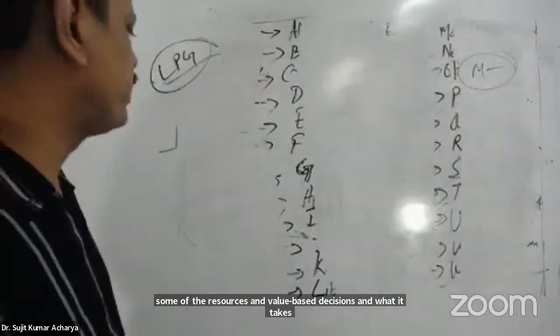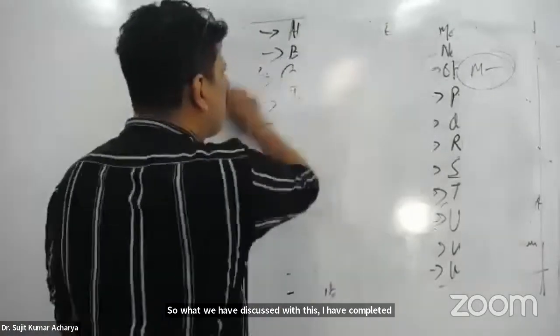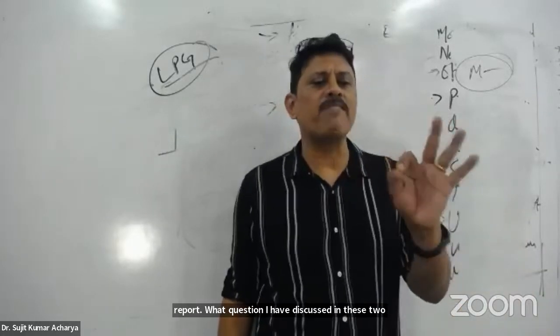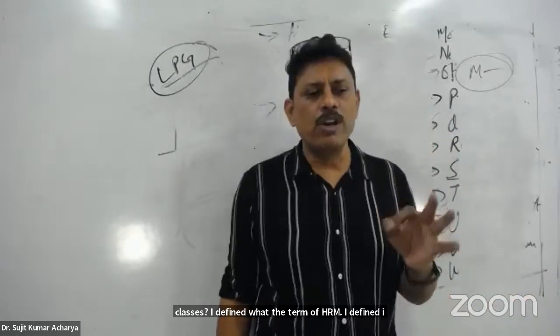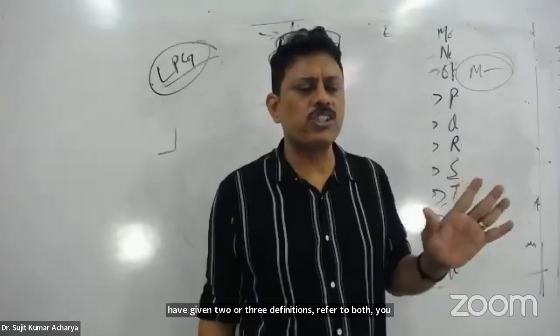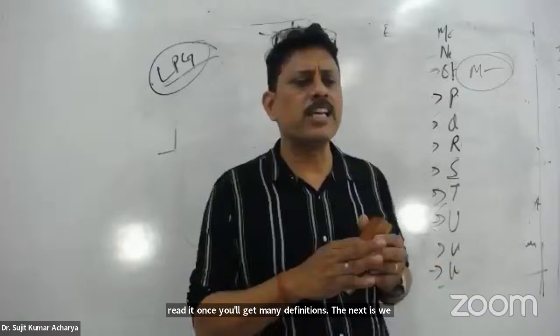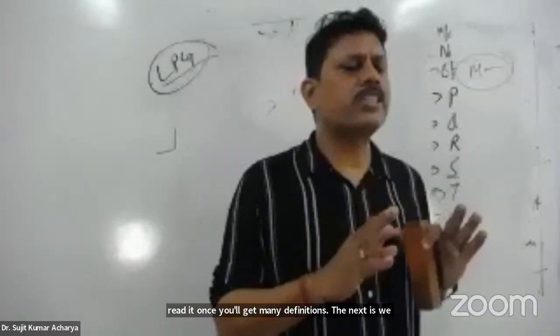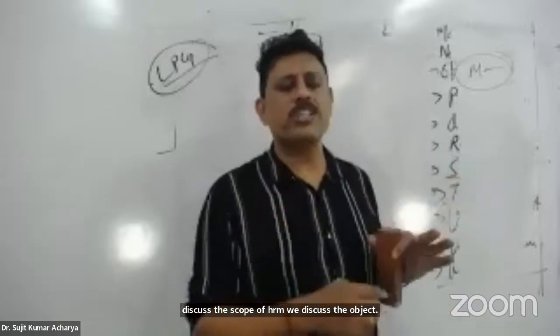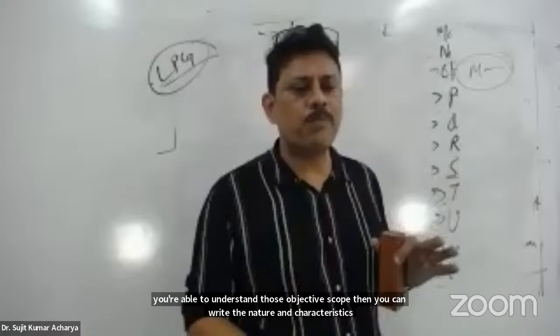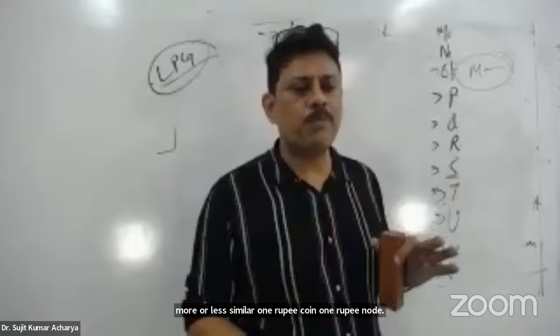So with this, I have completed my unit 1. What have I discussed in these 2 classes? I defined the term HRM. I have given 2 or 3 definitions. Refer to the book, you will get many definitions. Just read it once. Then next we discussed the scope of HRM. We discussed the objectives of HRM, you can also write. If you are able to understand those objectives and scope, then you can write the nature and characteristics. Nature and characteristics are more or less similar, like a 1 rupee coin and a 1 rupee note. Nature, characteristics and features are the same.